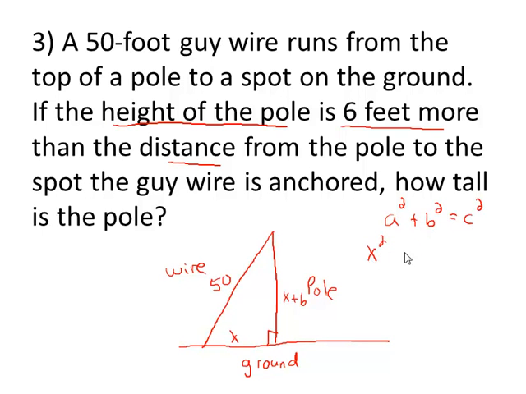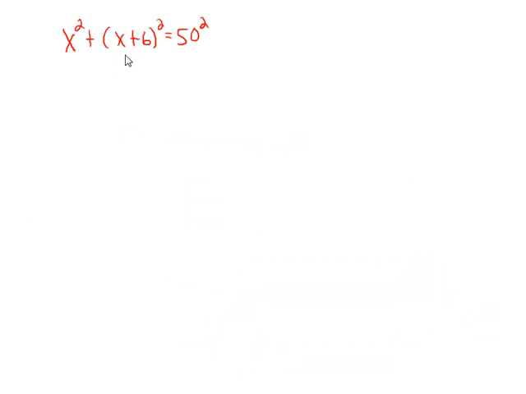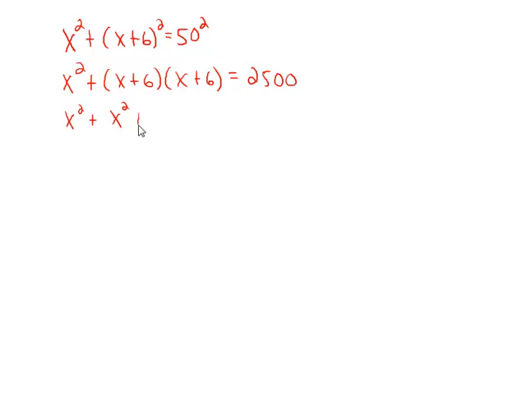So I'm going to have x squared plus (x plus 6) squared equals 50 squared. All right, let me rewrite this on the next screen so that we can solve it. First, to square this binomial, we need to multiply it by itself. So I've got x squared plus (x plus 6) times (x plus 6) equal to 50 squared, which is 2,500. We're going to multiply this out, and that is equal to x squared plus 6x, and 6x is 12x, plus 36, and that equals 2,500.